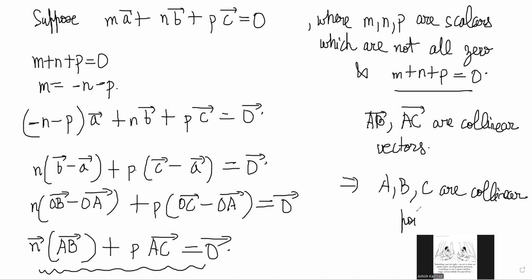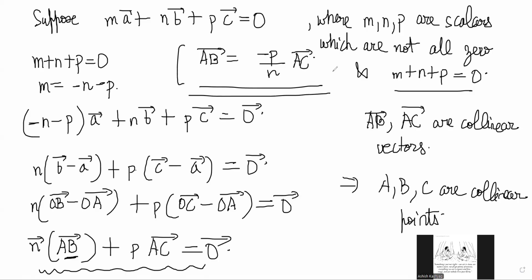How can I say that? Because I can write AB vector as some scalar times AC vector. AB vector can be written as minus P by N AC vector, right? And here I am assuming that at least N is not equal to 0. Because you could have multiple of these M and P scalars to be 0 as long as not all of them are 0. All of them being 0 is not allowed, right? So we have proved both sides of the statement, and I hope you have understood what collinearity basically means, right? That is a very important idea that you should understand because you'll come across it in problems.